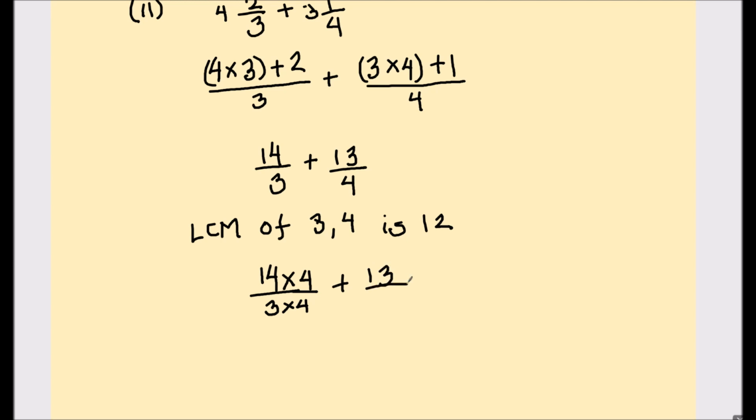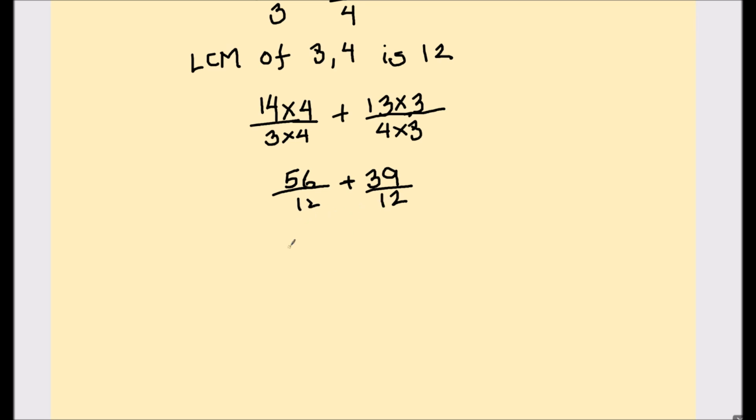In the next fraction, 13 by 4, we need to make 4 into 12. So we'll multiply 4 by 3 to make it equal to 12. So 4 times 3 is 12. So we are going to multiply the numerator 13 by 3 as well, 13 times 3. So 14 times 4 is 56, and the denominator is 12. And here 13 times 3 is 39, and the denominator is 12. These are like fractions having the same denominator, so we can directly add the numerators.